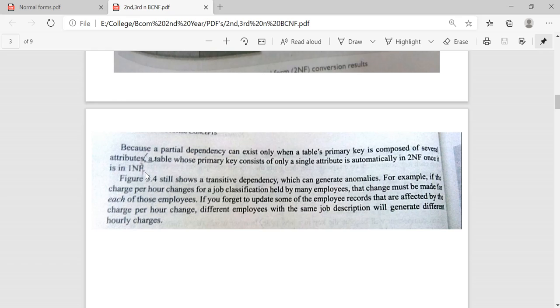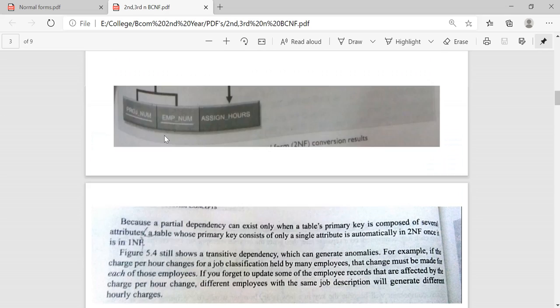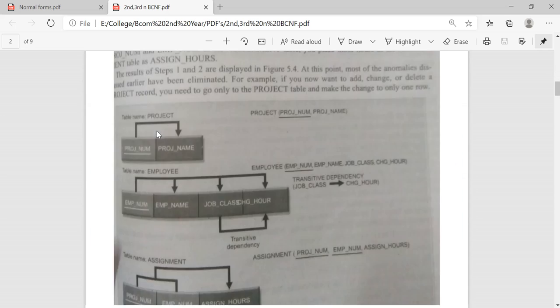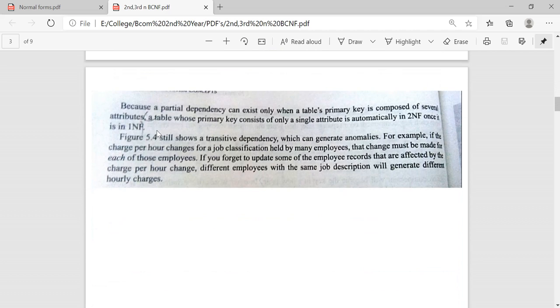When you use a composite key with two attributes, it leads to partial dependency. When it will cause partial dependency, then you have to apply these two steps and convert the relation from first normal form to second normal form.